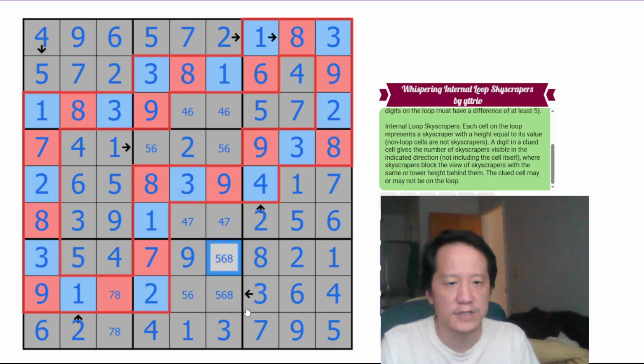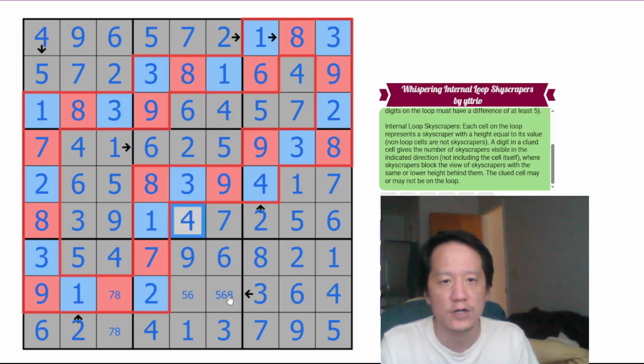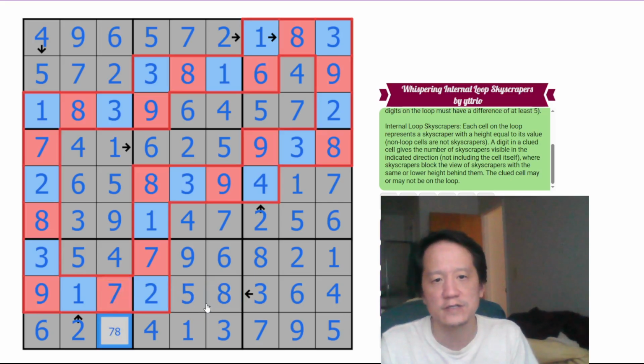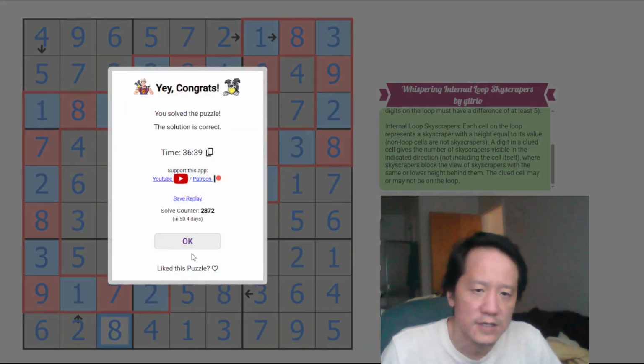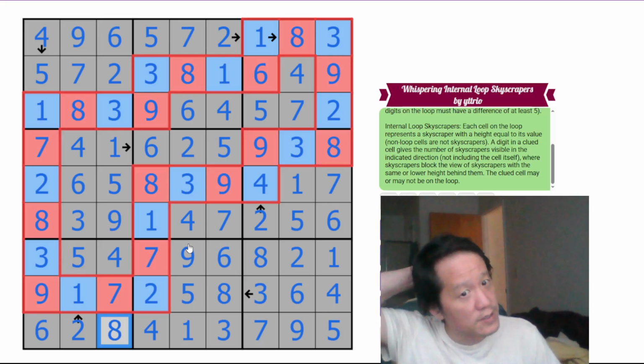7. This can't be 5 or 8, so this is 6, which makes this 5, which makes that a 4, which makes that a 6. That's a 6. This 4 eliminates 4 here, so that's 7, 4. This can't be 5 or 6, so this must be 8. This 6 eliminates 6 here, so this is 5. This 8 eliminates 8 here, so this is 7, and this is an 8. And that's how you solve it.